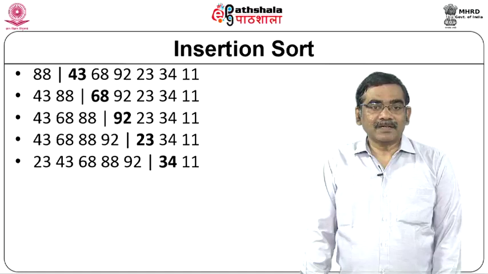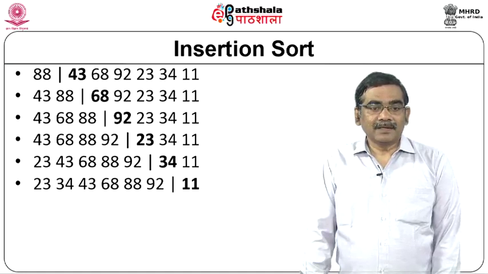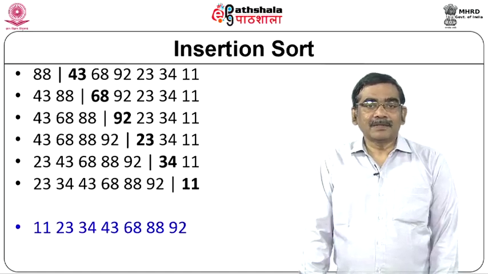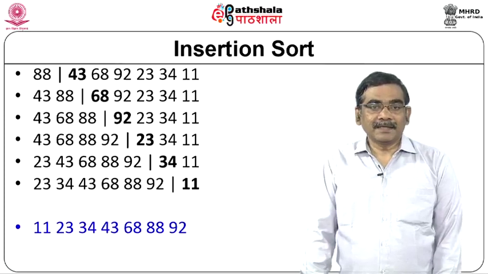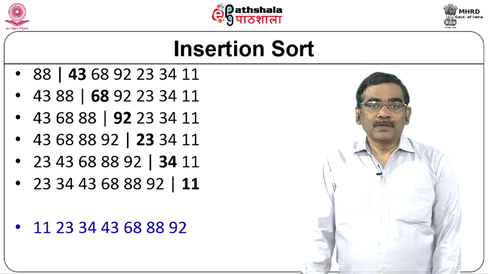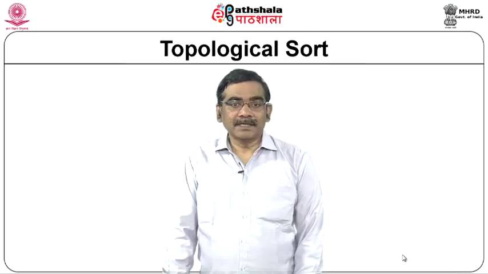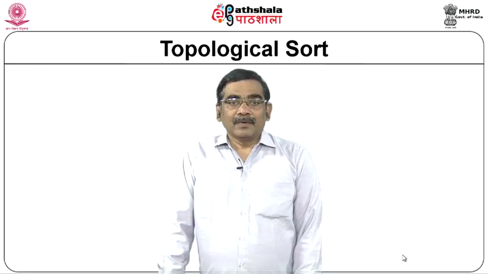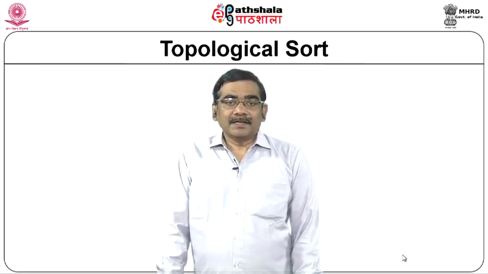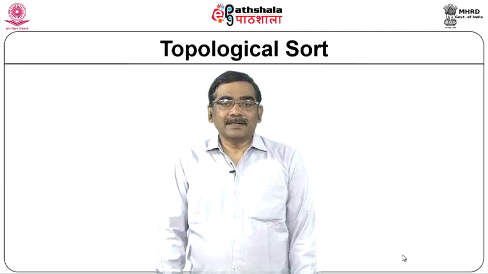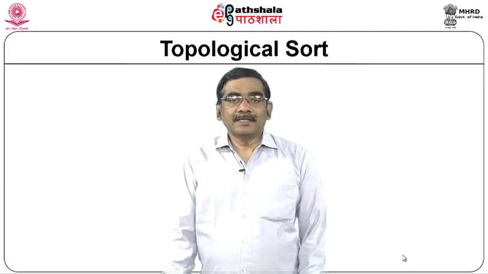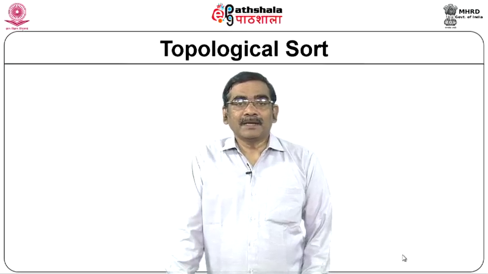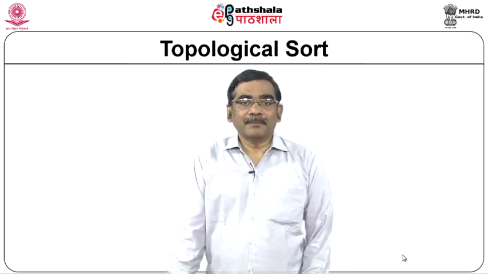You can see one by one all the elements are inserted into the sorted positions. Now 23 is inserted, then 34 is inserted and finally 11 is inserted to get the sorted list, that is 11, 23, 34, 43, 68, 88 and 92. So, this is what the insertion sort is going to be. The complexity analysis of insertion sort is order of n square, which we discussed in the earlier module, and using insertion sort we can sort the elements of a smaller array.